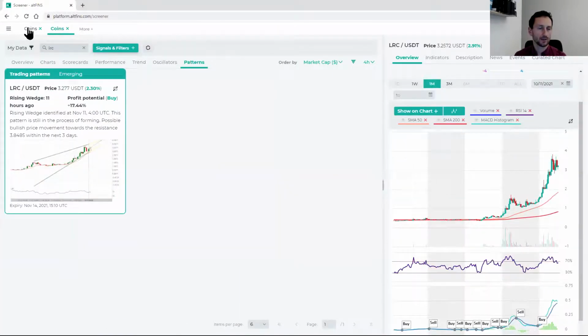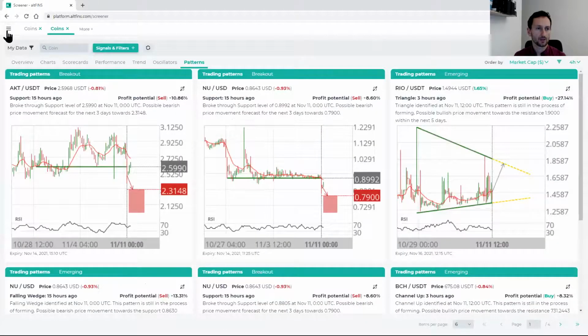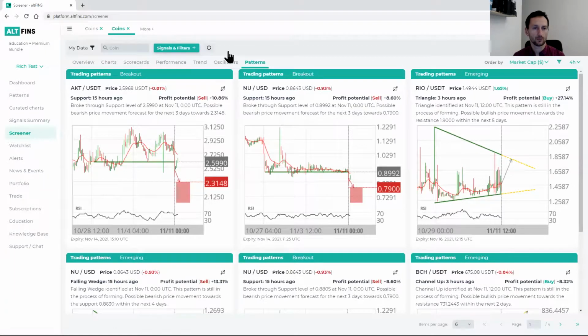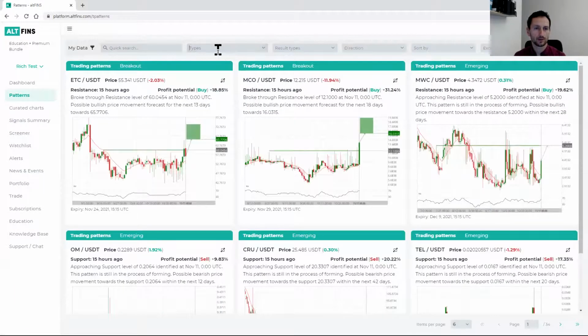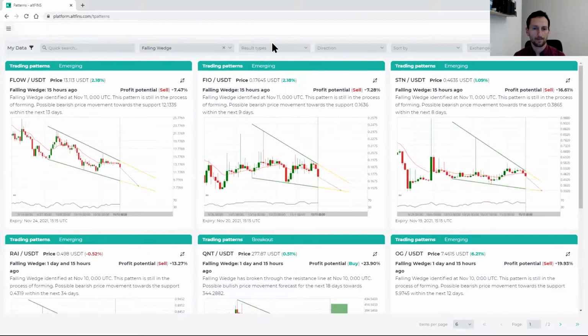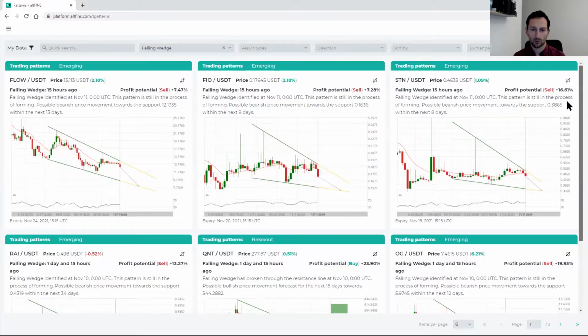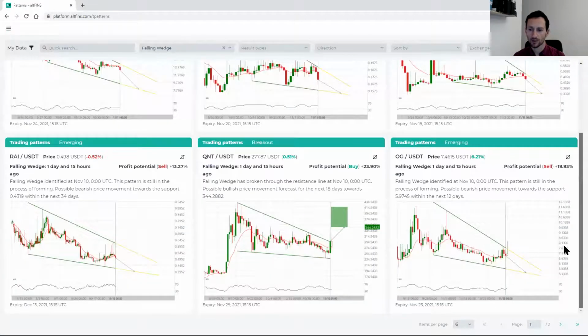All right, let's see if we can put on the trade. Let me check for falling wedge patterns and see if we see anything interesting. So these are emerging ones. I don't want to be shorting right now. Overall, the market is still bullish. I think shorting would be a bit risky. Here's one breakout here.